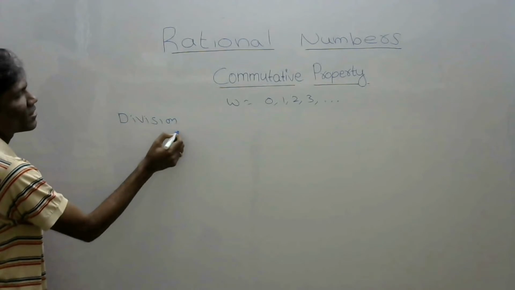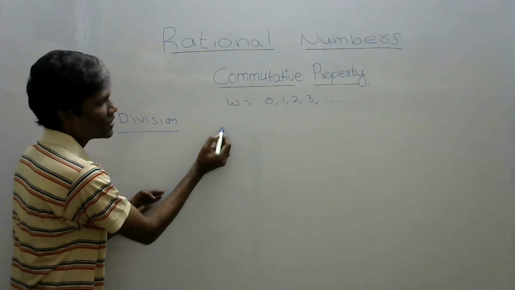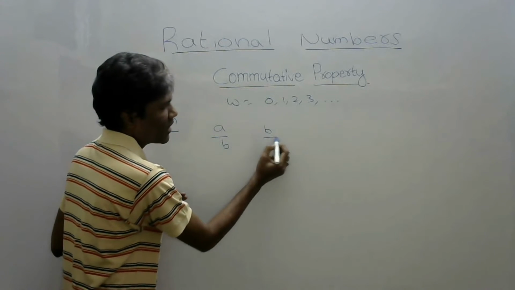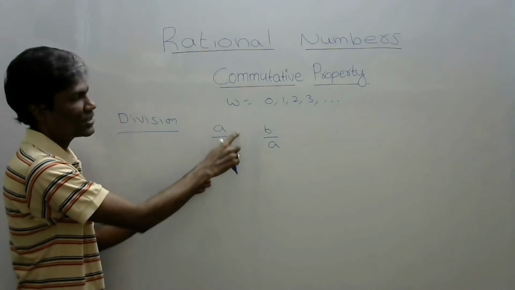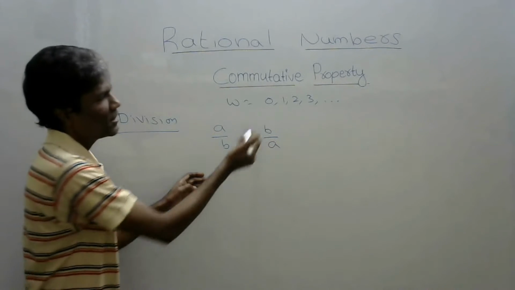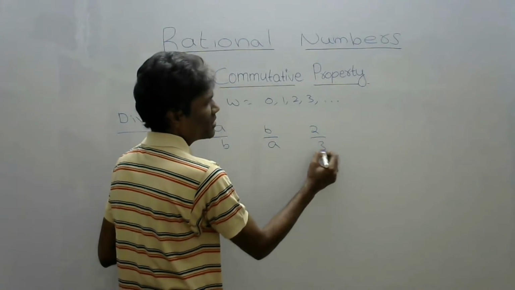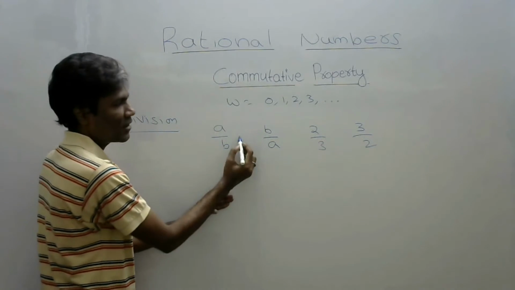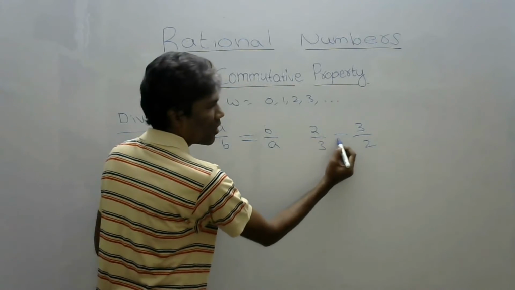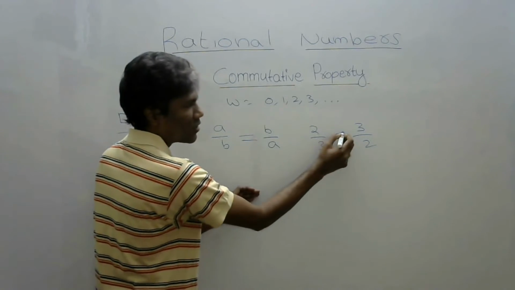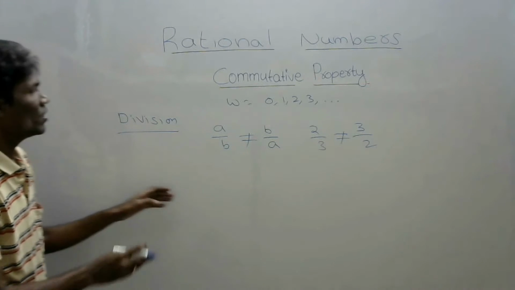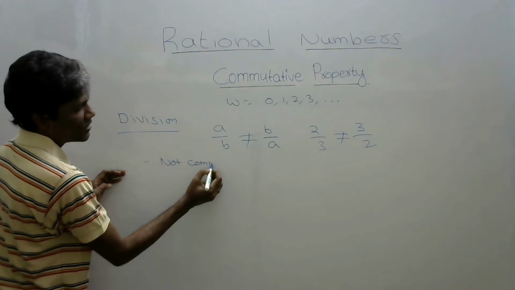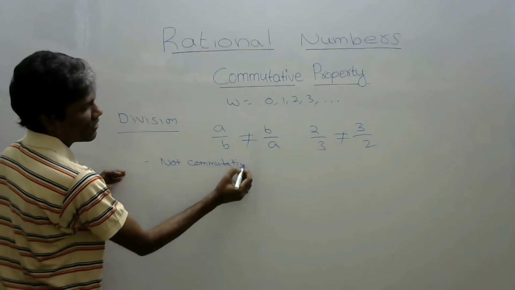Next, division. That is, we should consider a by b, then calculate b by a, and check whether these two are equal or not. Say, take some numbers, 2 by 3 and 3 by 2. Are they equal? No, 2 by 3 is not equal to 3 by 2. So, division is not commutative.